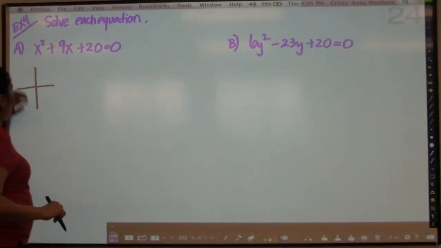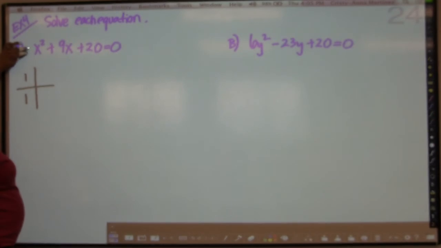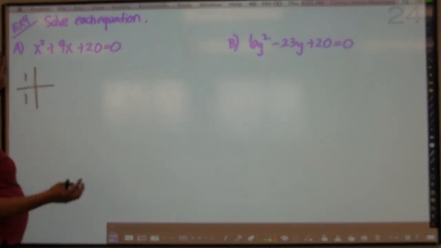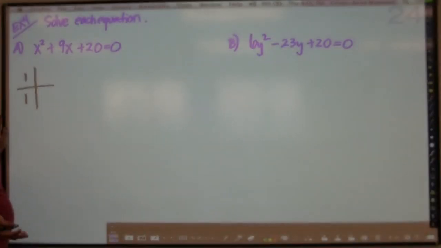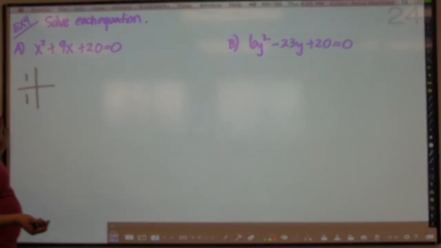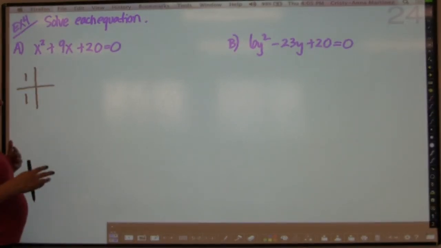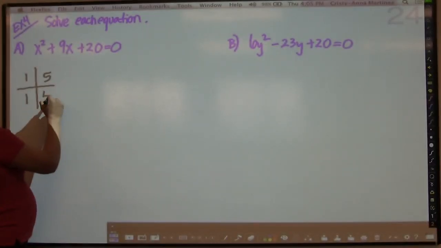Again, in part A, we have 1x squared, so we're going to put a 1 and a 1 here. Factors of A go on the left, and when you have a 1, it's pretty simple. Then we want factors of 20, and with the factors of 20, you could do things like 10 times 2, 5 times 4. I'm not going to do 10 times 2 because I know that 10 and 2 is going to add to 12 or 8, and I want a 9. So I'm going to put a 5 and a 4 here.